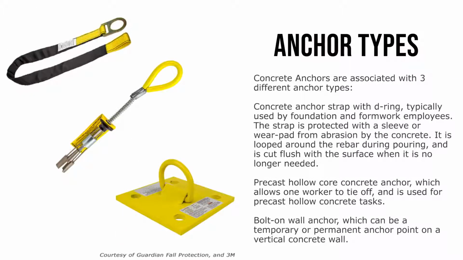Concrete anchors are associated with 3 different anchor types. Concrete anchor strap with D-ring, typically used by foundation and formwork employees. The strap is protected with a sleeve or wear pad from abrasion by the concrete. It is looped around the rebar during pouring and is cut flush with the surface when it is no longer needed. Precast hollow core concrete anchor, which allows one worker to tie off and is used for precast hollow concrete tasks. Bolt-on wall anchor, which can be a temporary or permanent anchor point on a vertical concrete wall.